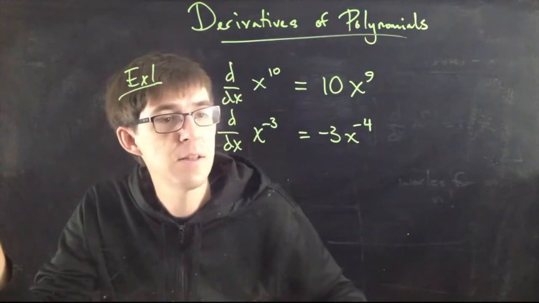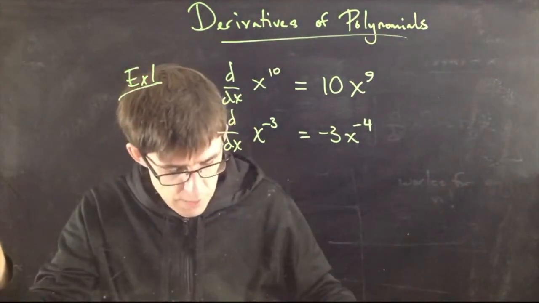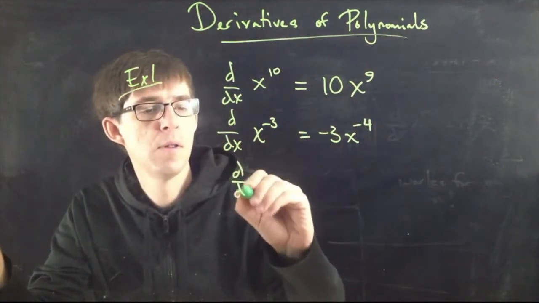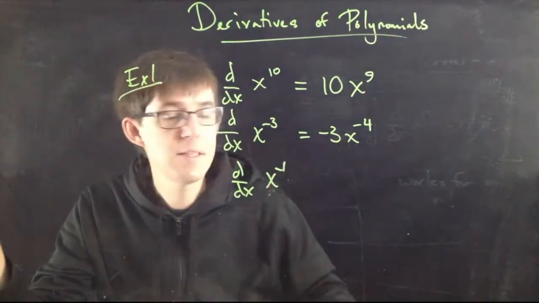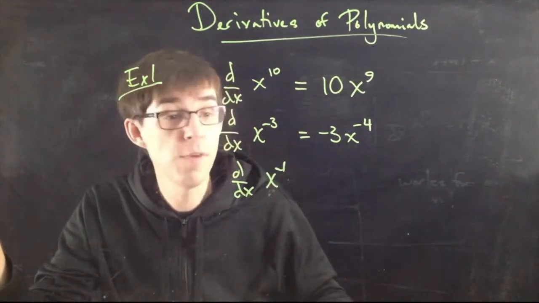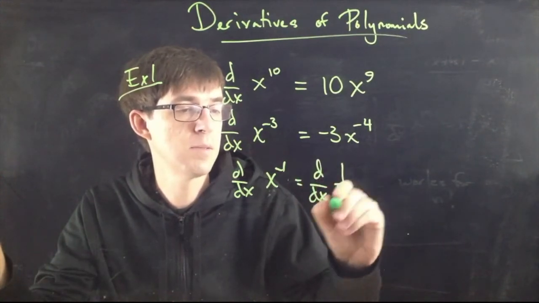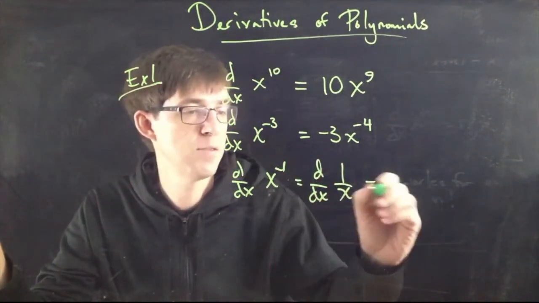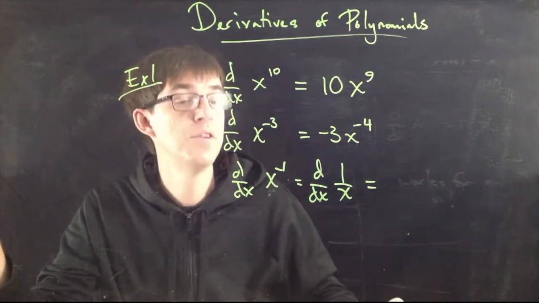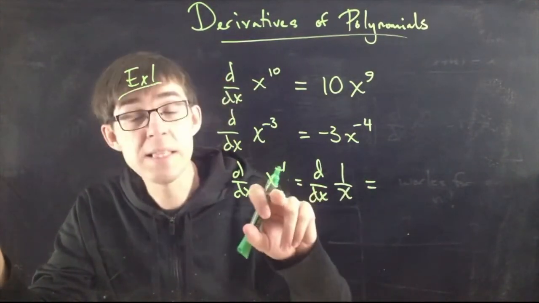All right? So that's the derivative of x to the minus 3. How about x to the minus 1, also known as 1 over x, right? This, of course, is the same as the derivative of 1 over x, because 1 over x is the same as x to the minus 1. Anyway, what's the actual answer? The derivative of this. Look at this one.